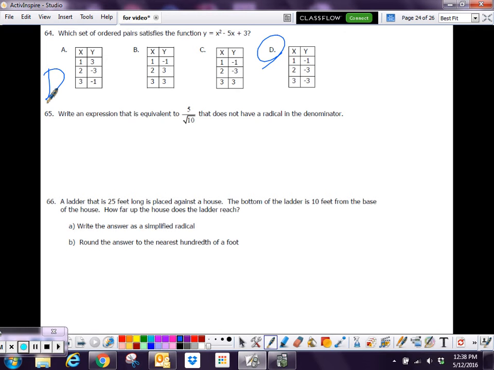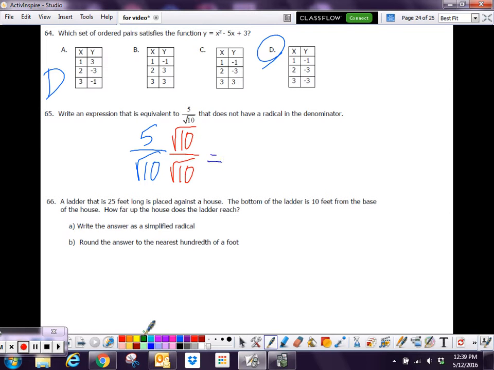Write an expression that is equivalent to 5 over square root of 10 that does not have a radical in the denominator. So you remember, you cannot have radicals in the denominator, so you have to know how to rationalize this. Whatever radical is in the denominator, you're going to multiply it by that over itself. So I'm going to multiply this by the square root of 10 over the square root of 10.